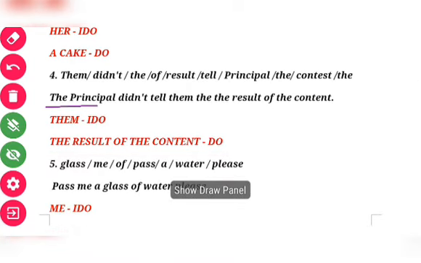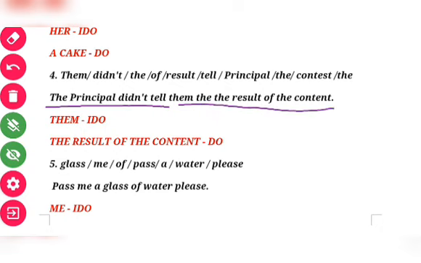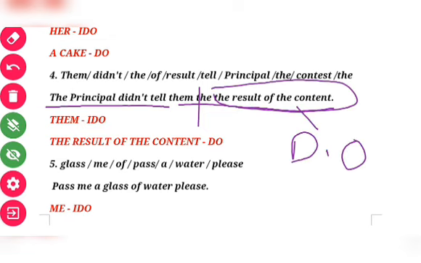Now the fourth one: the principal didn't tell them the result of the contest. There are two times result, just cut one. The result of the contest, from here to here, will be the direct object, and them will be the indirect object.